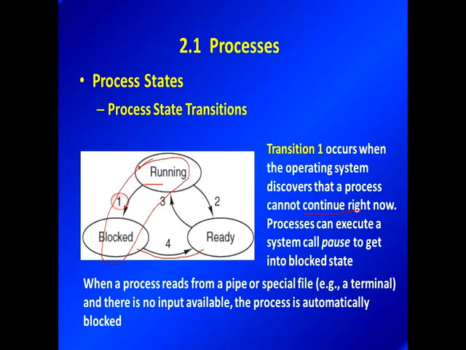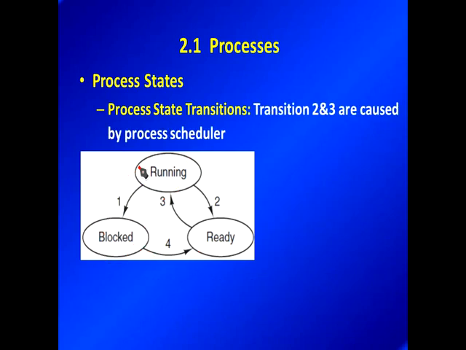Sometimes the process won't be blocked by the operating system. Sometimes the process will block itself. You know what I mean? So the operating system can block the process, or the user process can block itself. So that's basically about the first transition. And let's check the second one and the third one. Transitions two and three are caused by the process scheduler.